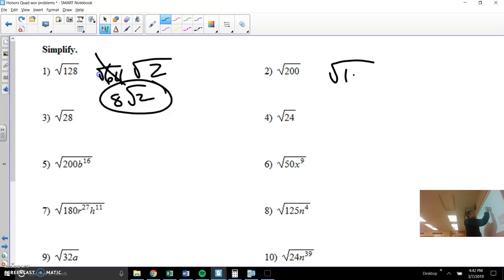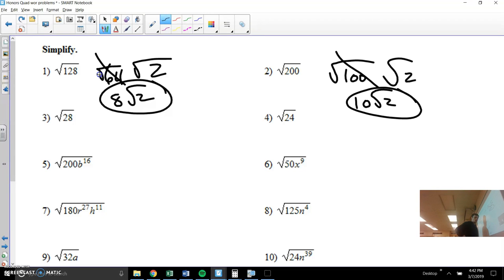200, so that would be 100 times 2, and the square root of 100 is 10. 10 square root of 2. So you can try 3 and 4, and let me show you some that have exponents. So the square root of 200, again, we just talked about that one, because that would be 100 times 2.